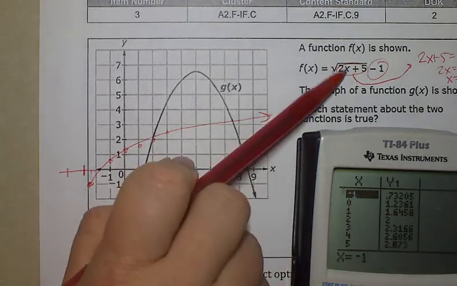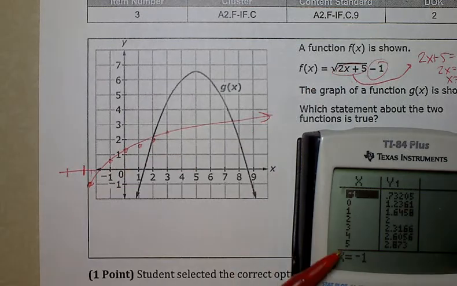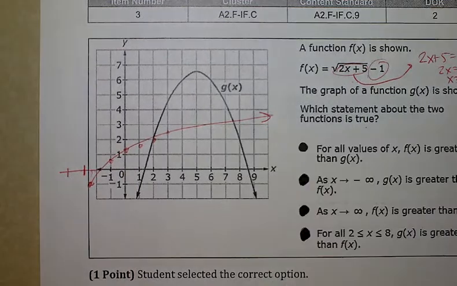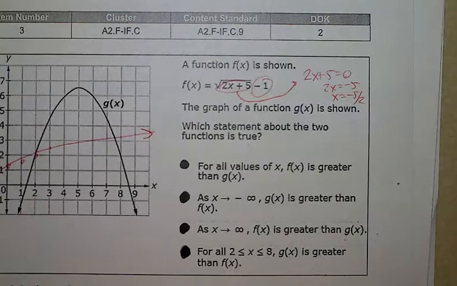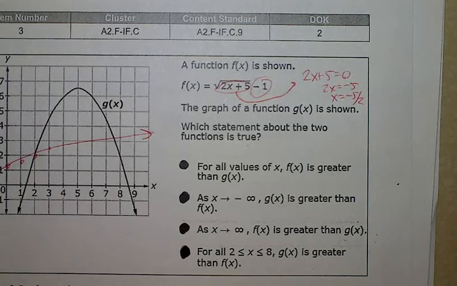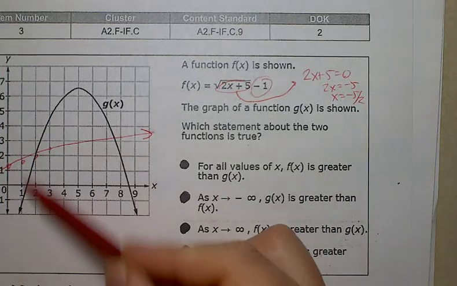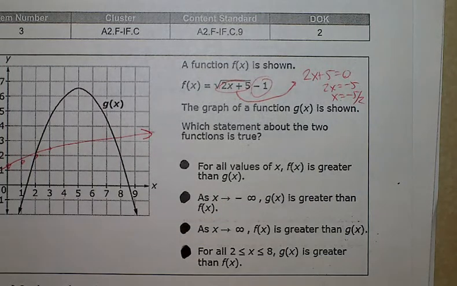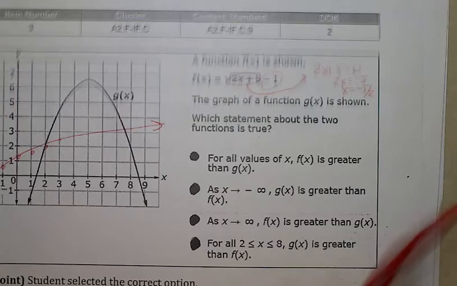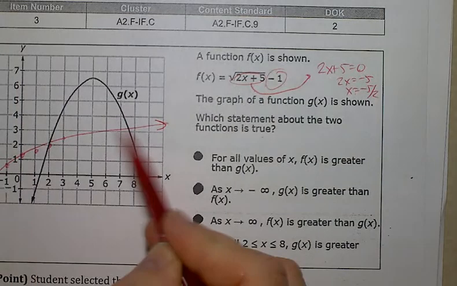I inputted the function they gave me for f of x, and I graphed it on the exact same coordinate plane. Now I'm going to answer the questions. Which statement about the two functions is true? All values of this graph are always greater than this graph. So that means, hold on one second, if I specify a certain x value, is it true that the y values of this function will always be greater than the y values of this function?